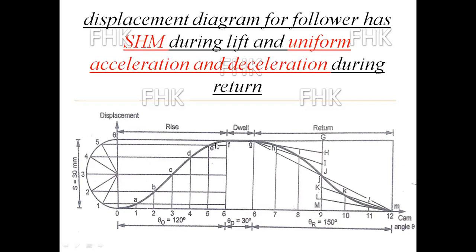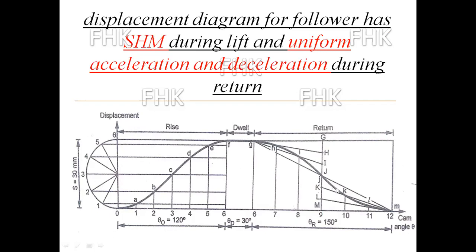And through those points, I will draw the smooth curve, that curve passing through A, B, C, D, E, F. This is the procedure to draw the cam profile. The displacement curve when the follower is moving is simple harmonic motion. Now, after 30 degree, it is a dwell. This F to G is a dwell, so you will draw the straight line.